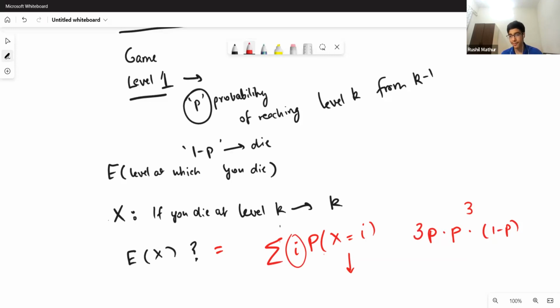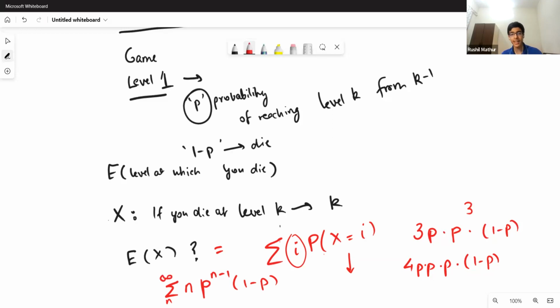So you'll have 3 around it. Similarly, you'll get something like 4p into p into p into 1 minus p. And in general, you'll get something like n into p raised to n minus 1 into 1 minus p. And you're basically sigmaing this for n, and this goes all the way till infinity.